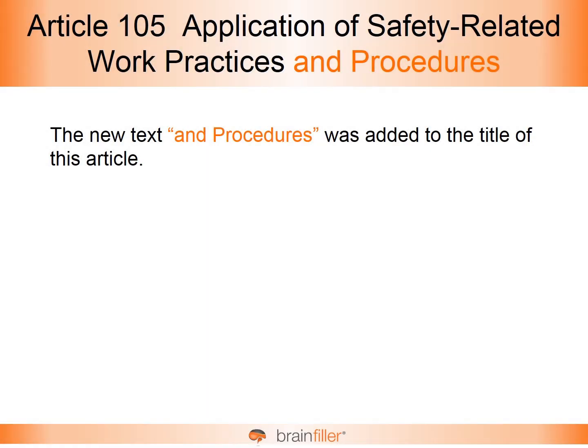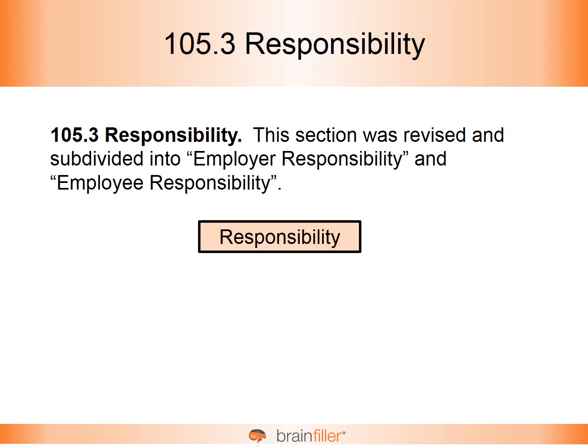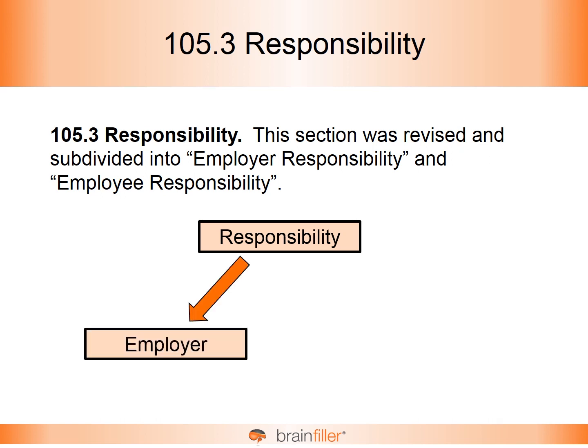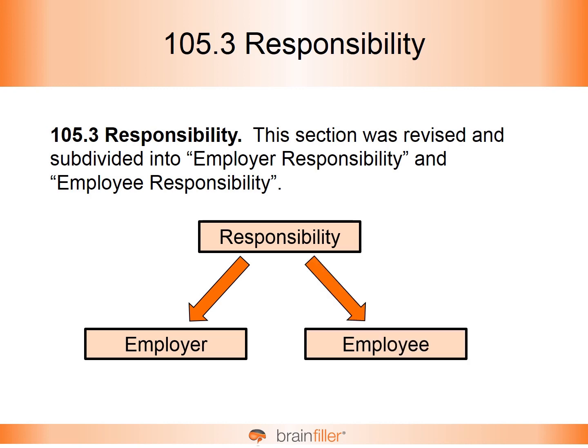The title for Article 105 has been modified: Application of Safety-Related Work Practices and Procedures. The new text "and procedures" was added to this title. 105.3, Responsibility. This section was revised and divided into two new sections. The two new sections are employer responsibility and employee responsibility.